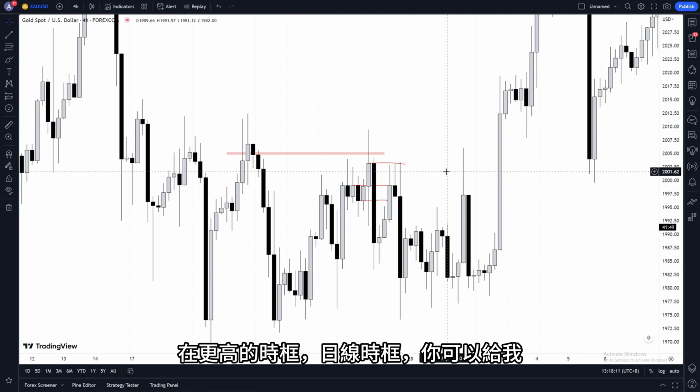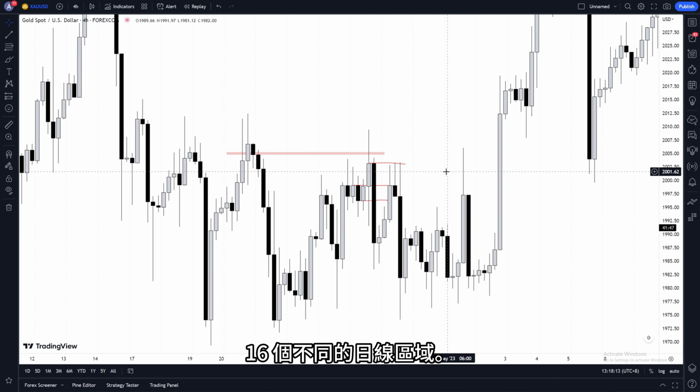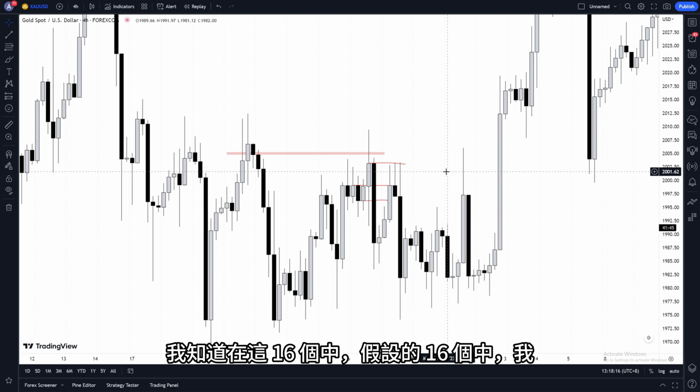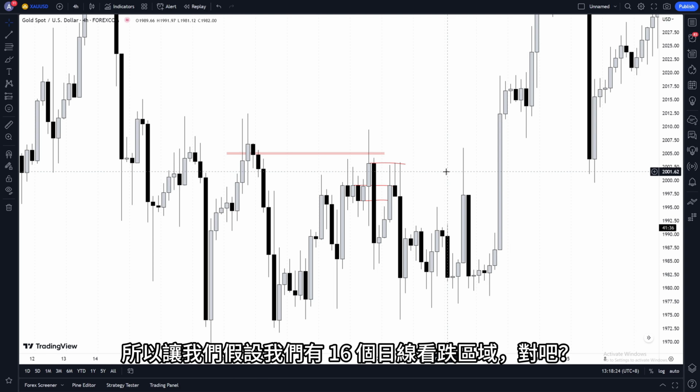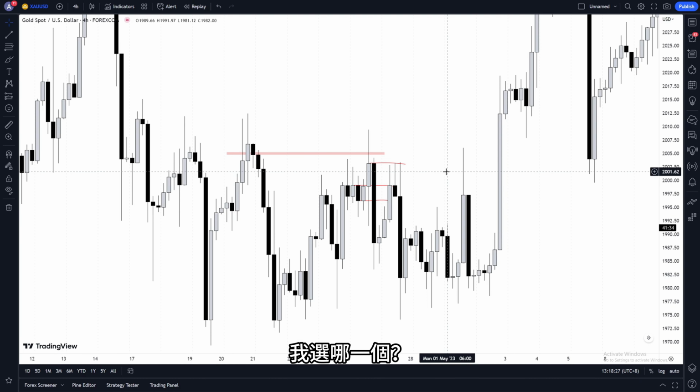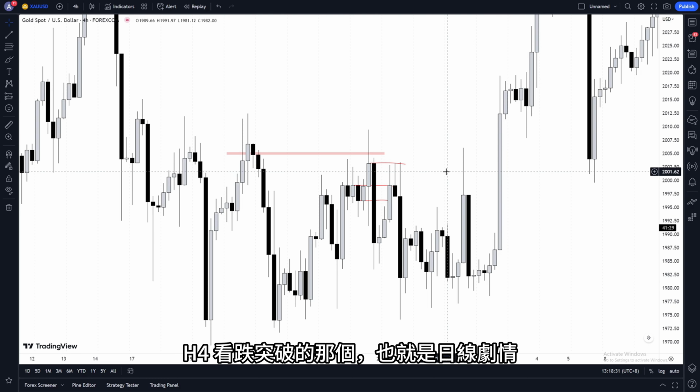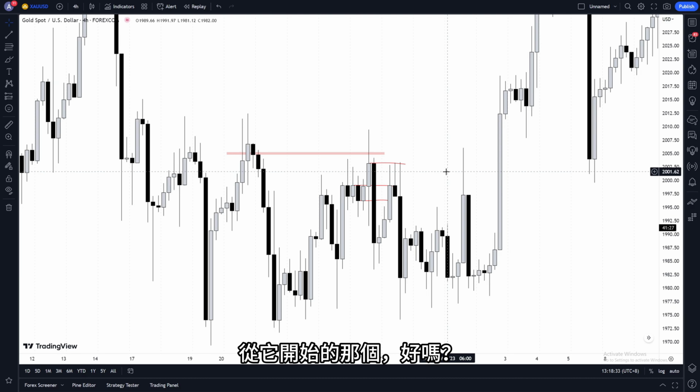On a higher time frame, daily time frame, you can give me 16 different daily zones. I know that the best daily zone out of the hypothetical 16 that I would choose to take a trade from will be the one that starts the daily bearish storyline. So let's assume we have 16 daily bearish zones. Which one do I choose? Well, the one which has a daily reject and a H4 bearish breakout, i.e. a daily storyline starting from it. That would be my best bet.